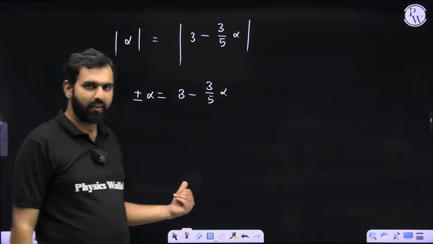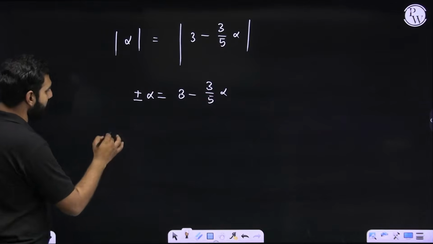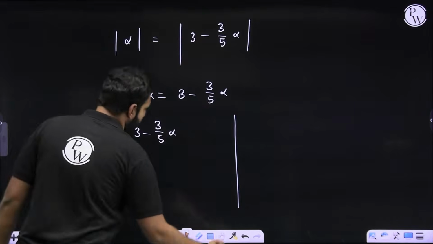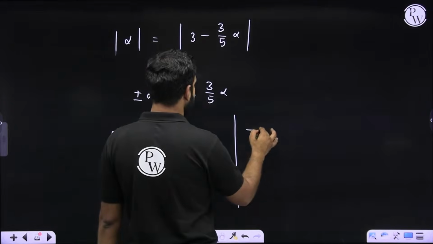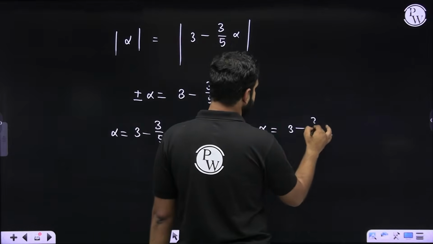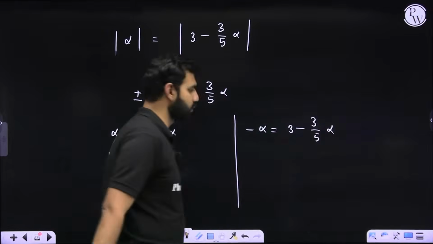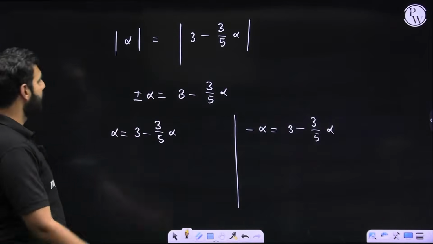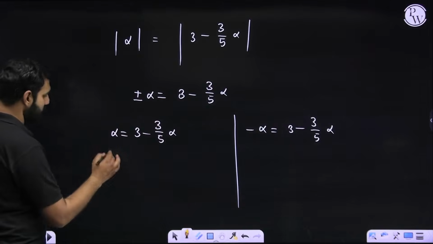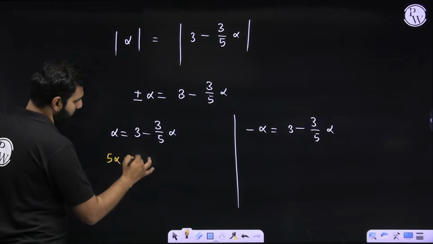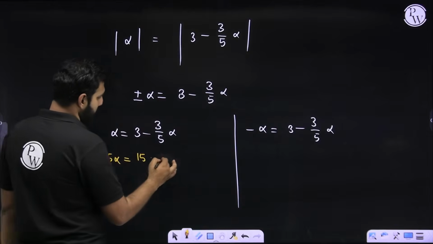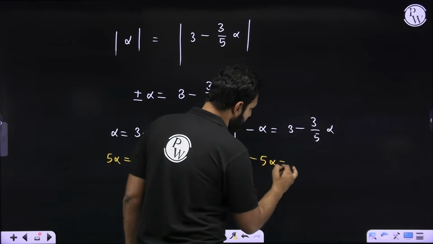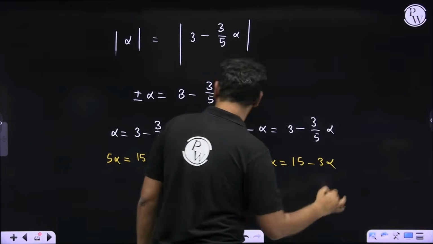So I'll take plus alpha once and then minus alpha, and then I'll solve it. When I take plus alpha, it becomes alpha is equal to 3 minus 3 by 5 alpha. When I take minus alpha, it becomes minus alpha is equal to 3 minus 3 by 5 alpha. I hope there is no confusion or doubt or hesitation on that. How do I move further from this? Let me multiply both the sides by 5. So this is 5 alpha is equal to 15 minus 3 alpha. If I multiply both the sides by 5, it is minus 5 alpha is equal to 15 minus 3 alpha. Did you get that?